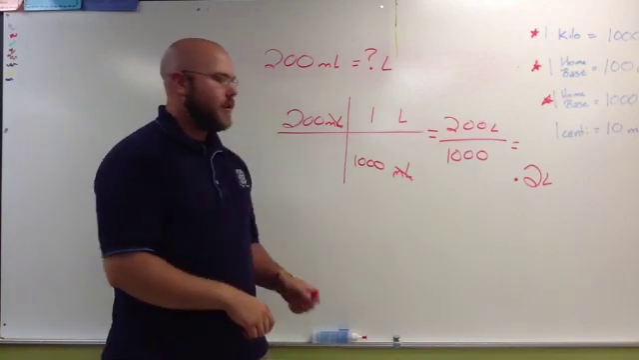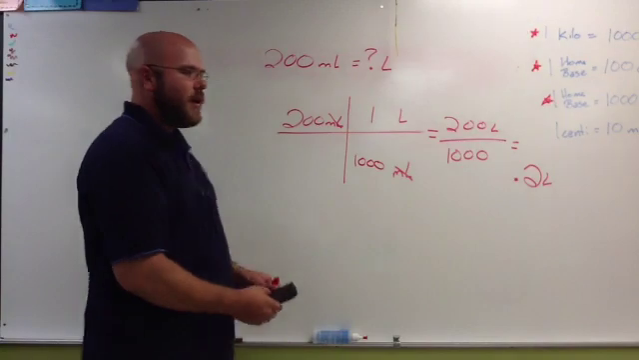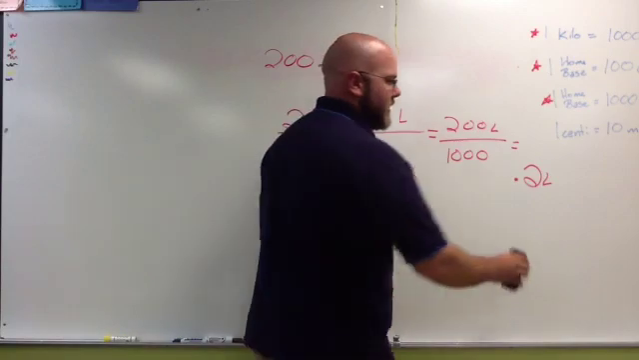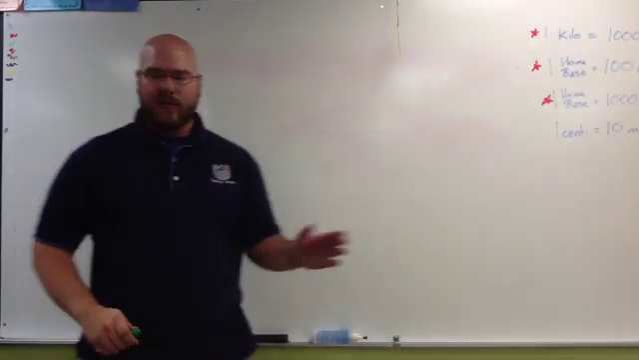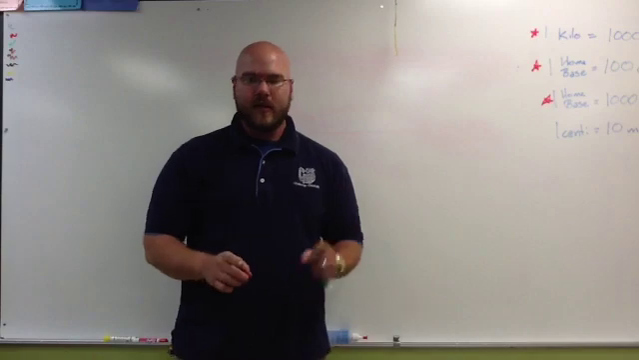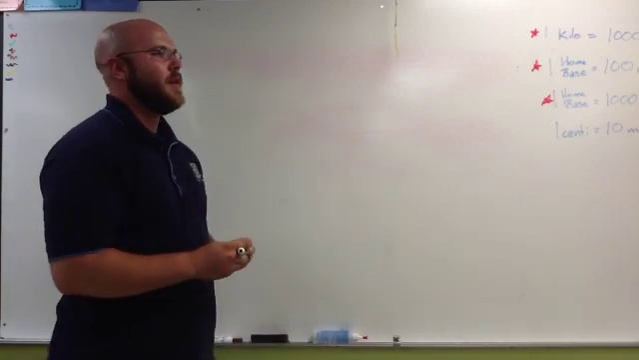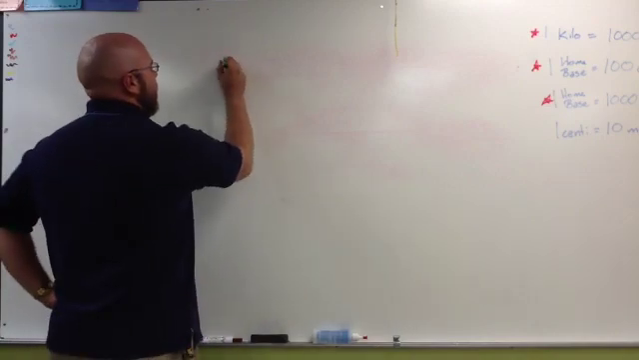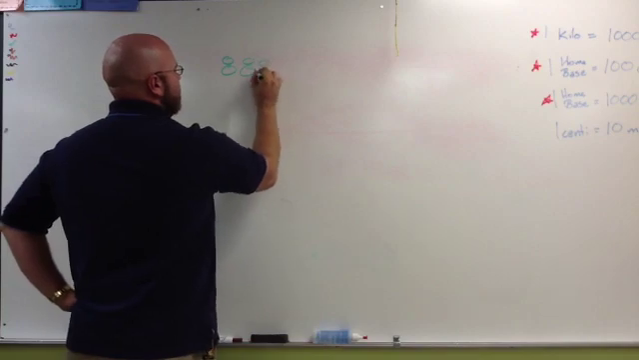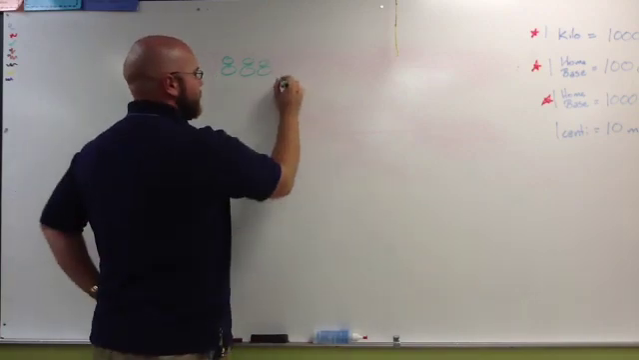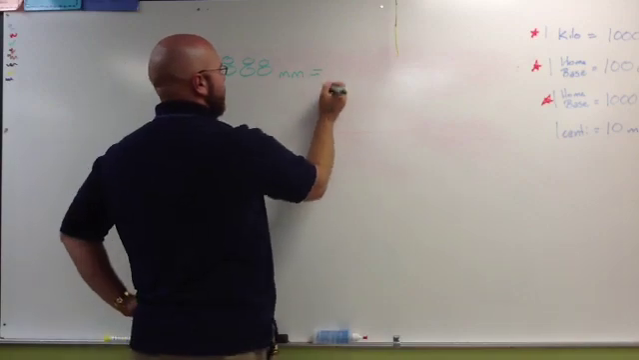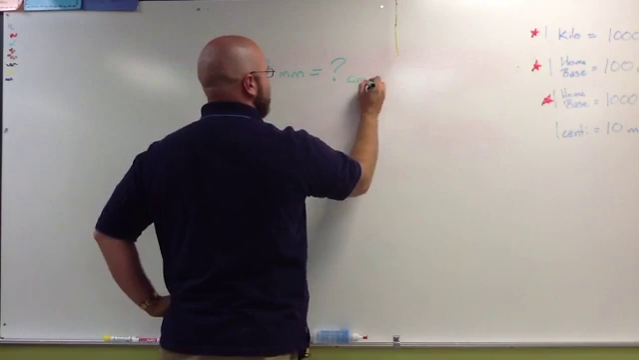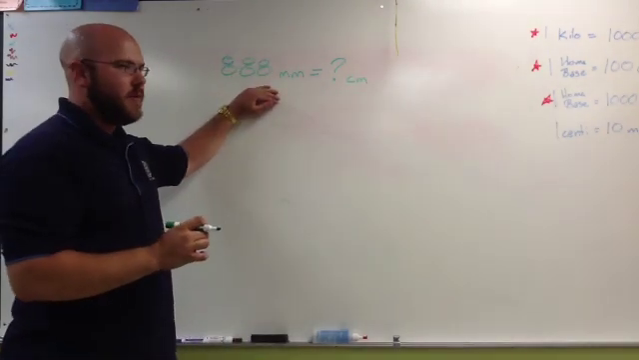Now we're going to get into some tricky things, because we can either do a quick conversion or we can take multiple steps. Let's take the multiple steps first. So what we're going to do is try and go from millimeters to centimeters. So let's start off with, I don't know, my favorite number is 8. So I'm going to start off with 888 millimeters. And I'm trying to figure out how many centimeters that is. So my question is, how many centimeters are in 888 millimeters?